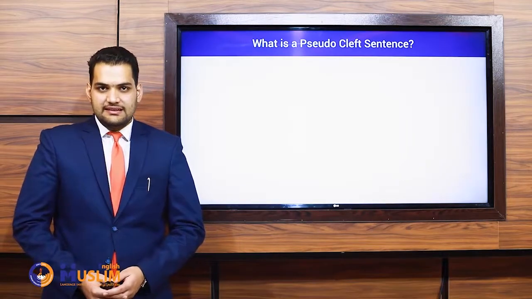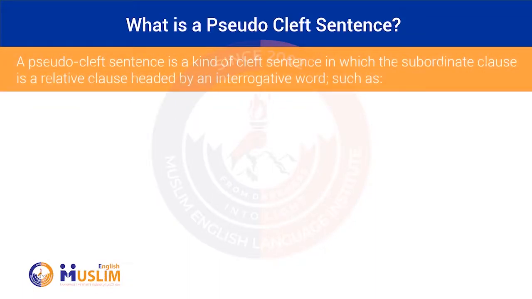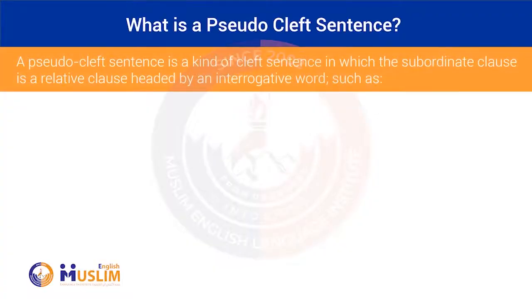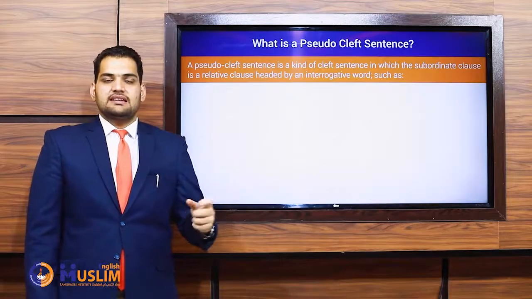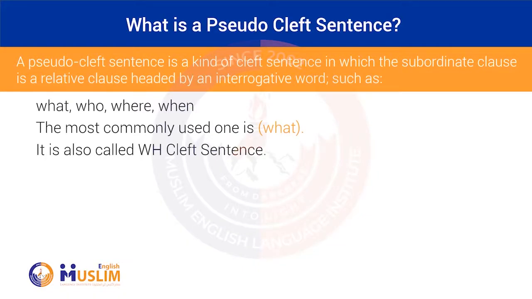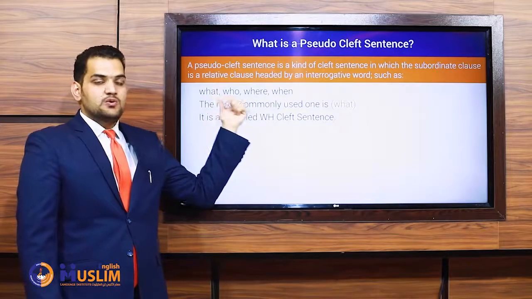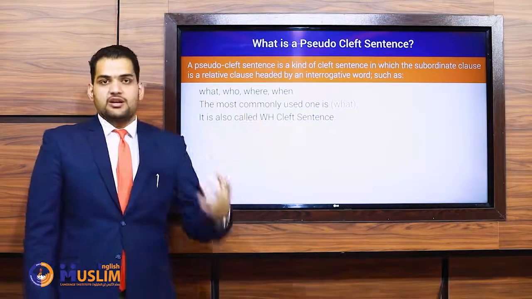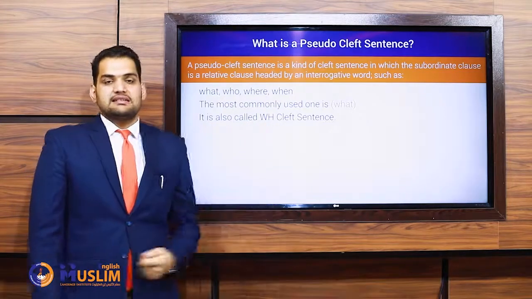Now that we have talked about cleft sentences, today we're going to talk about what a pseudo cleft sentence is. A pseudo cleft sentence is a kind of cleft sentence in which the subordinate clause, when I say subordinate clause, it means dependent clause, is a relative clause. A relative clause, as you have studied, is the second name for an adjective clause, headed by an interrogative word. So a pseudo cleft sentence is really an adjective clause that starts with an interrogative word like what, who, where, when, etc. Out of all these interrogative words, the most common one is what. It is also called WH cleft sentence because it starts with WH words or interrogative words.